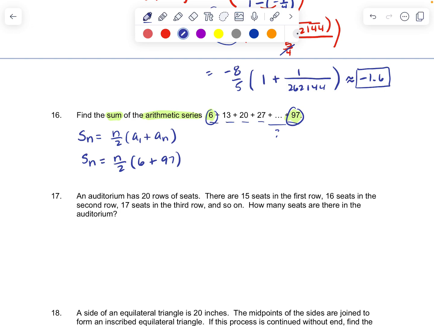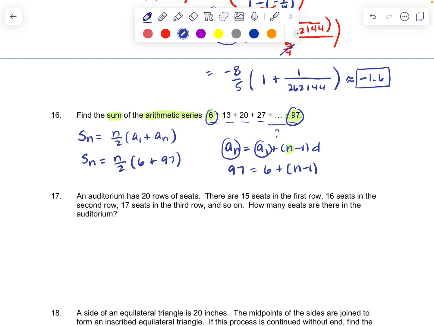How many terms does it have? Well, if you don't know, go to the other formula. The other arithmetic formula is a sub n equals a sub 1 plus n minus 1 times d. You guys, look, I don't know what n is, so I should try to find it, okay? So this right here is the last term, which is 97. This right here is the first term, which is 6.